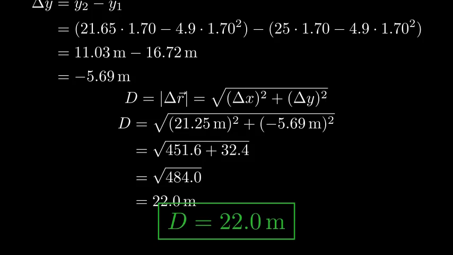And there we have it. The distance between the two projectiles at time t equals 1.70 seconds is 22.0 meters. This problem demonstrates how to track the motion of objects in projectile motion and calculate their relative positions.